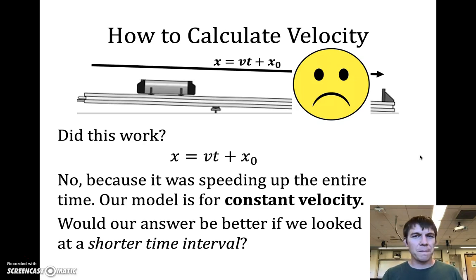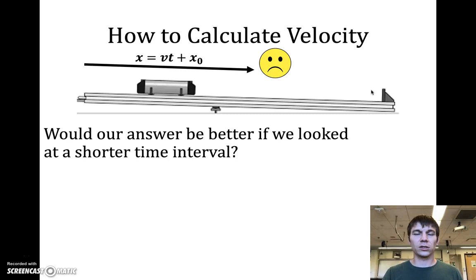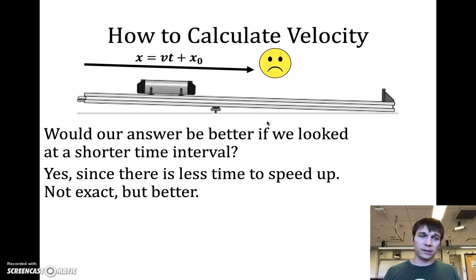So would our answer be better if we looked at a shorter time interval? For instance, we had the cart roll all the way down the ramp, and here it's going pretty slow, and here it's going really fast. If we looked at a shorter time interval, there wouldn't be as much time for it to change its velocity. So our answer would be less bad. I wouldn't say the answer would be better. It would be less bad if we use a shorter time interval, because the cart isn't going to speed up as much if it's going maybe only half the time, or half the distance. So yes, it's slightly better. It's not exact, but it is better because there's less time to speed up.